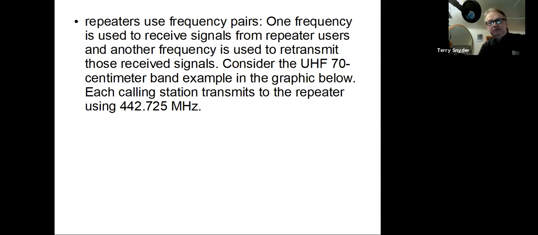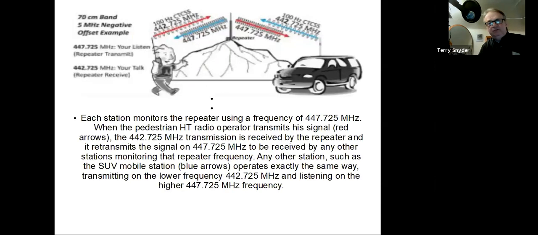So to receive signals from a repeater, there's another frequency. It's used to retransmit the signals. And on the 70 centimeter band, for example, in the next graphic that I show you, it'll show these repeaters. Now, there's the one we saw before. Each station monitors a repeater using the frequency, in this case, of 447.725.